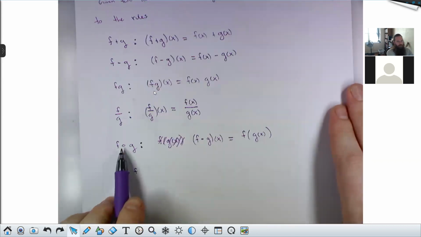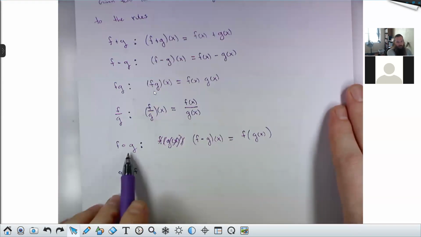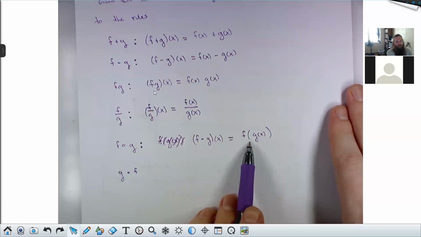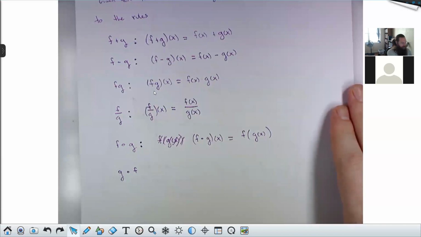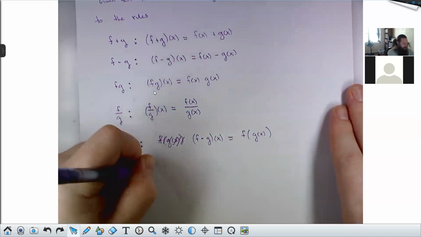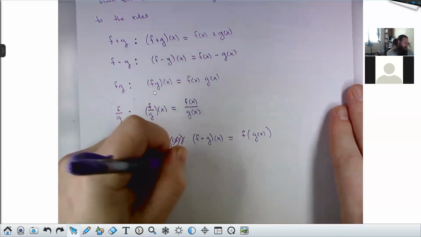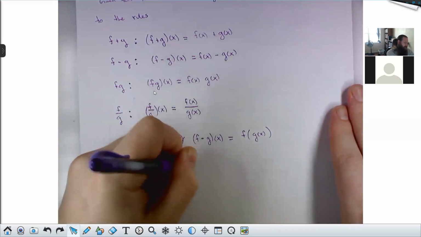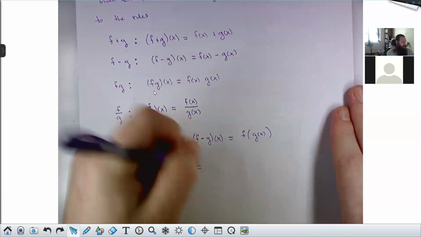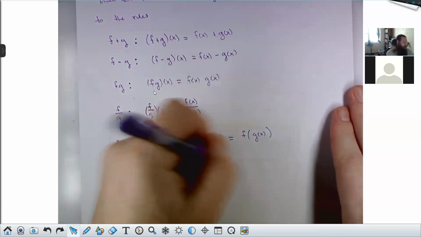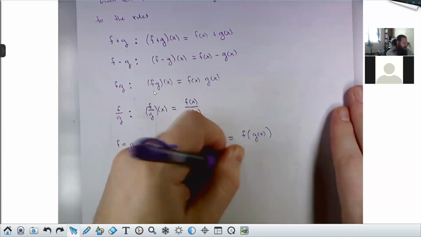So you can read this circle here also as "of." This is f of g, or f circ g. You'll hear me say circ a lot, but some people read that as "of," f of g, because that's what we're doing. It's f of g of x. And similarly, g circ f is defined by the rule that g circ f of x is the composite done in the other direction. It's g of f of x.